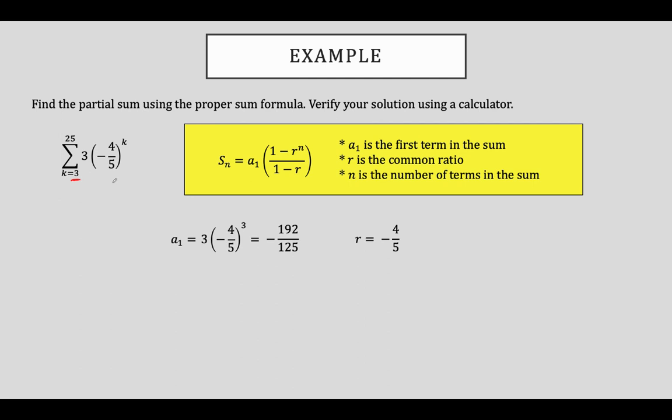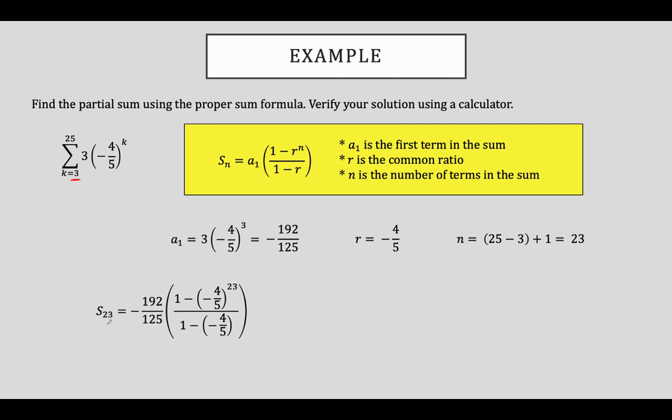-4/5. And we also have to identify the number of terms that we are adding together. Remember, whenever your lower limit of the sum is not 1, we can find the number of terms by taking the upper limit, subtracting the lower limit, and adding 1. 25 minus 3 plus 1, well, that gives me 23. We are adding 23 values together.